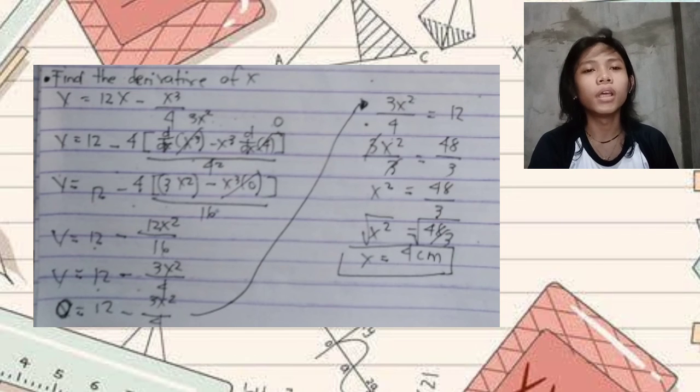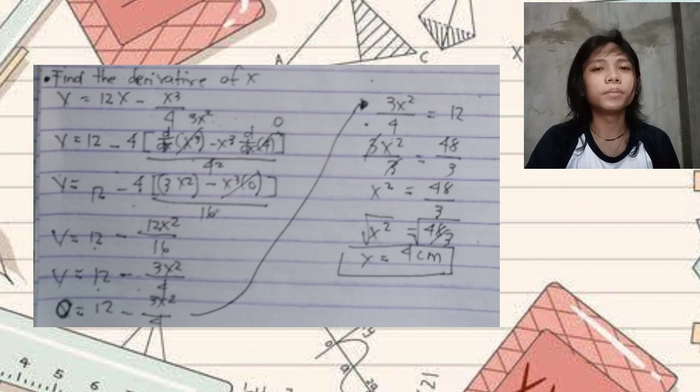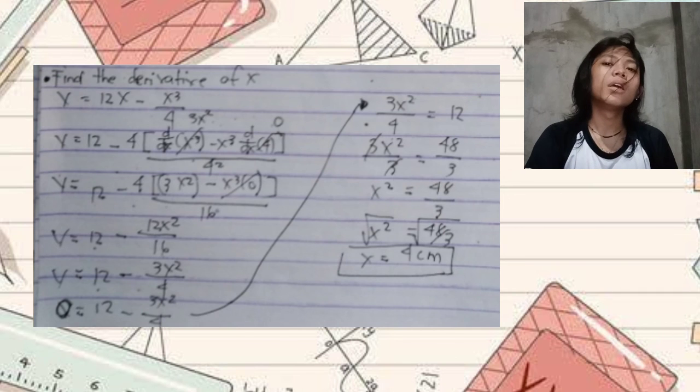Equate it to 0 and transfer 3x squared divided by 4 to the left side, and divide both sides by 3, and we get x squared equals 48 divided by 3. Extract square roots to get rid of the power of 2, and we get x equals 4 cm. That's all, and thank you for watching.